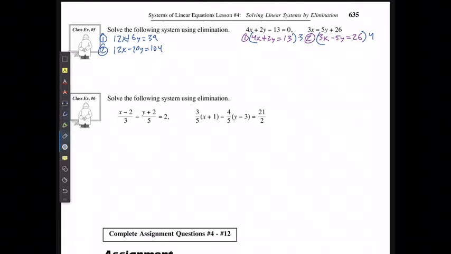Now I'm going to eliminate the x's by subtracting. So the x's are gone. 6y minus negative 20y is the same as 6y plus 20y, or 26y. And 39 minus 104 gives me negative 65. Which means that y is going to equal negative 65 over 26.